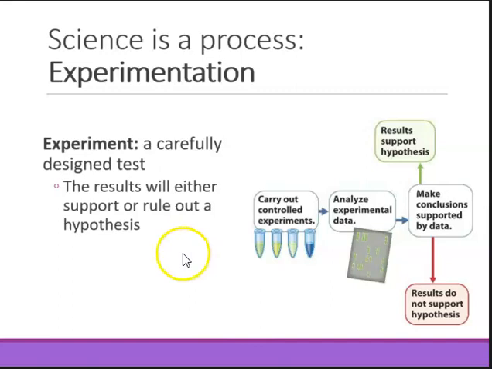So once we form our hypotheses, we then can perform an experiment. An experiment is a carefully designed test, and the results will either support or rule out a hypothesis. So you carry out controlled experiments, having a control group versus an experimental group. Note your dependent and independent variables. And you want to create a large sample size.